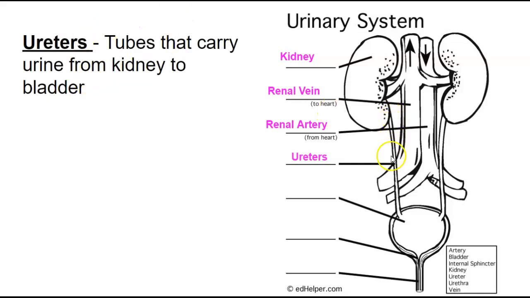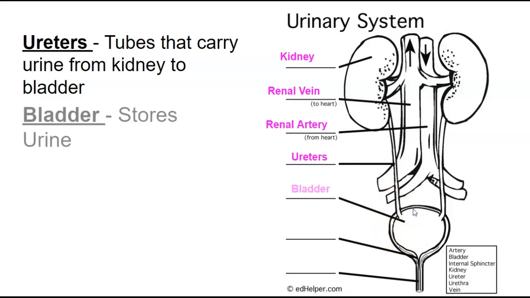So there's these little tubes called ureters. And these are tubes that carry the urine from the kidney to the bladder. Now remember, our blood's coming in here, it's getting filtered. The clean blood's going back out, but then all the waste is going to go down here to our bladder. And our bladder then, we have it labeled, is going to store our urine.